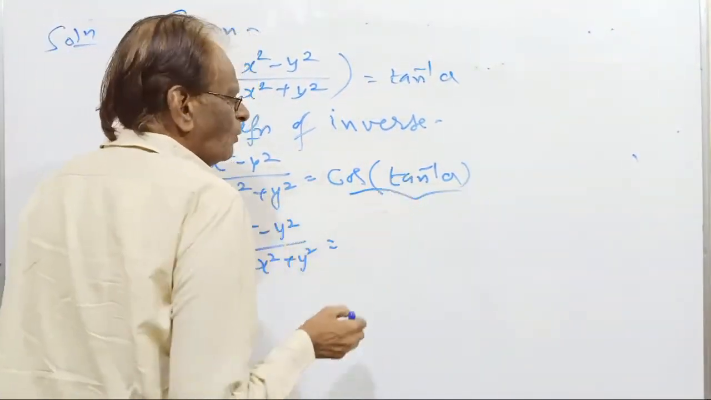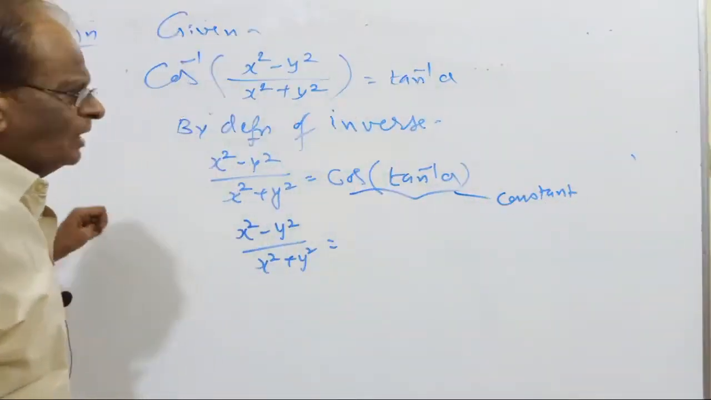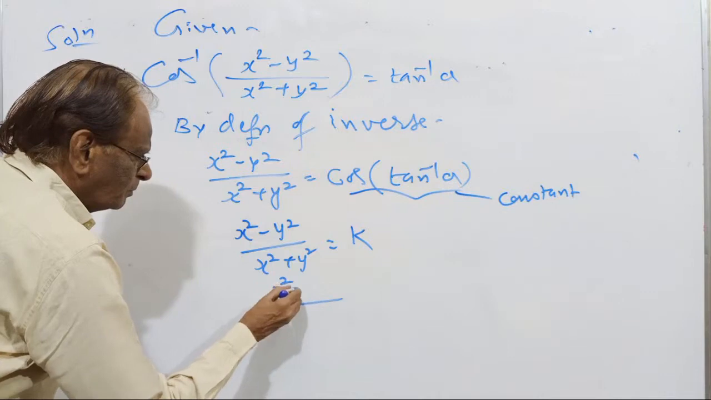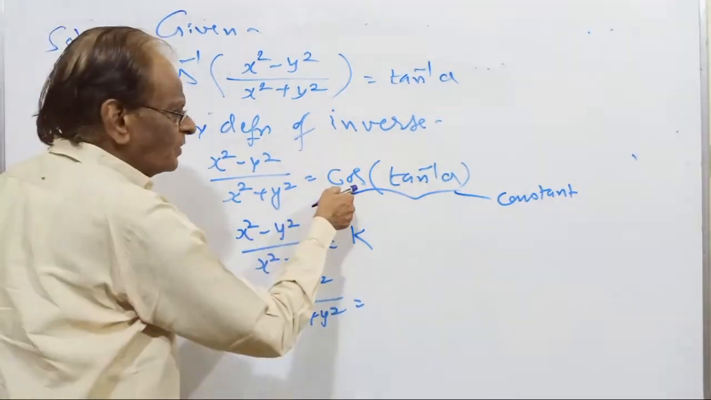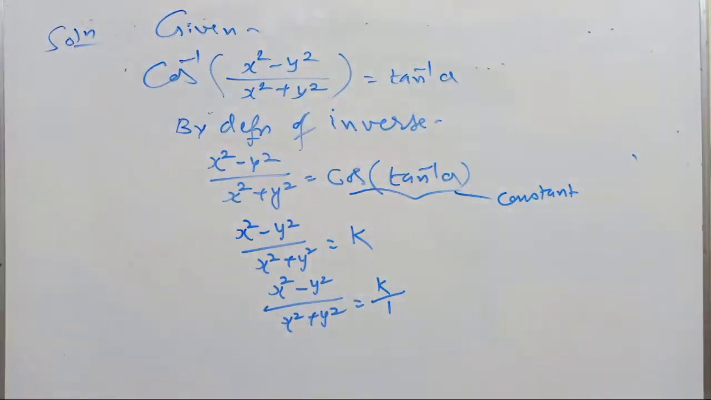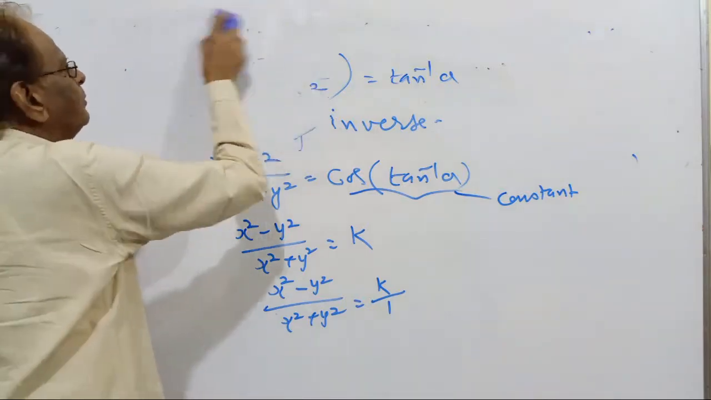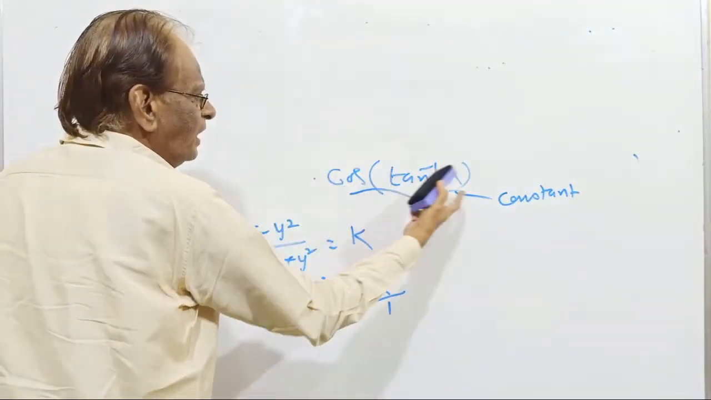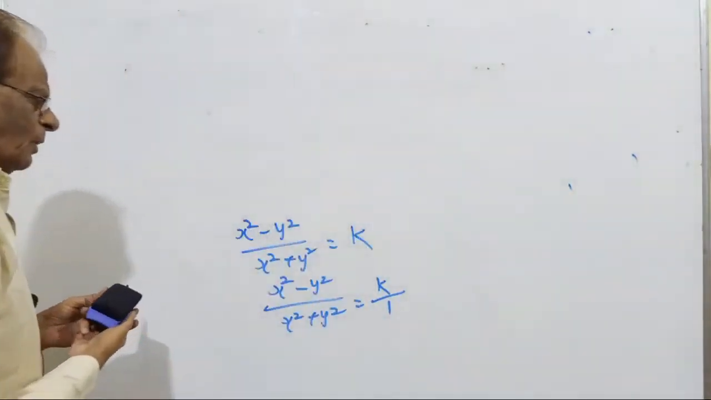Here neither x nor y is a constant. The complete right side is a constant, that is k. Right side has neither x nor y. This cos of tan inverse a is a constant, called for convenience k. This k can be written as k by 1.